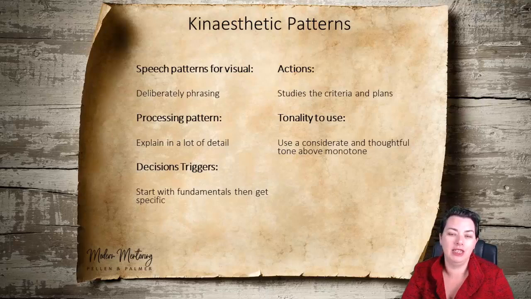So some of the kinesthetic patterns are, they will deliberately phrase things. They're always using examples, and they always use long phrases as well. So they'll go, "Yeah, that's a rock solid answer. Yes, it's very concrete with the data," rather than saying just yes, because a visual person will just go yes. Their processing pattern is to explain in a lot of detail, and that leads into the decisions and triggers. They start with fundamental stuff like, "So what are you doing on Saturday?" And then they get into the more specifics because they're trying to tap into the feelings. Their actions are to study the criteria and to make plans.